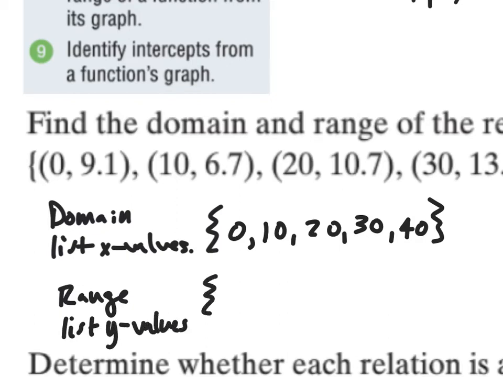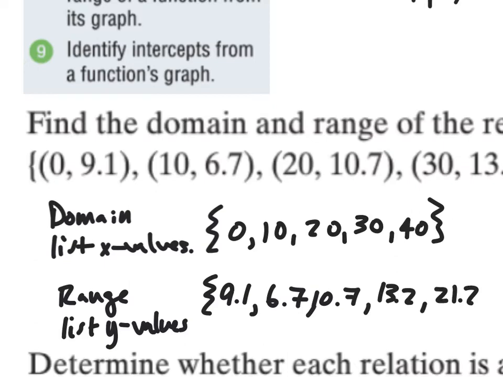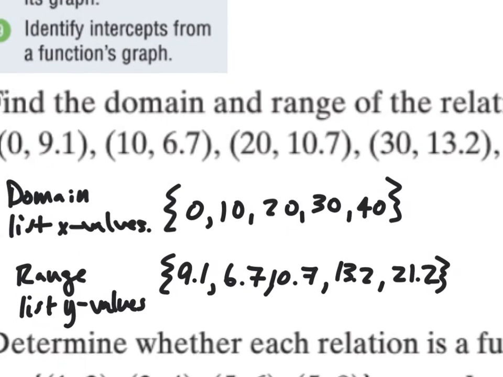All right, so if I list my y values, I'm going to get 9.1, 6.7, 10.7, 13.2, and then 21.2. All right, so those are the elements in my range. And this is just one way to do it.